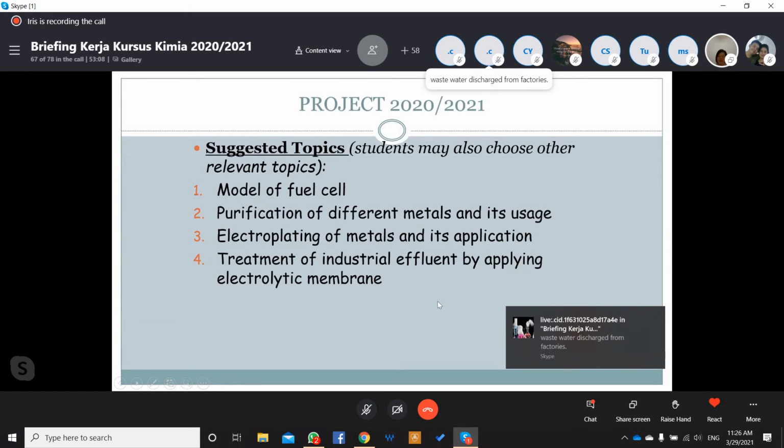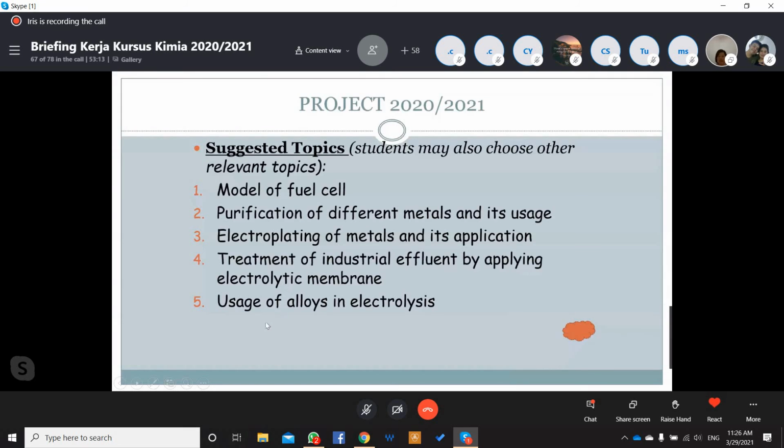So it depends on your interest. Like this year, very interesting. You can do different types. Usage of alloys in electrolysis. So you look for what type of alloy. Maybe at home you have old items your parents want to get rid of. Maybe you suspect this one is an alloy, and then you search.